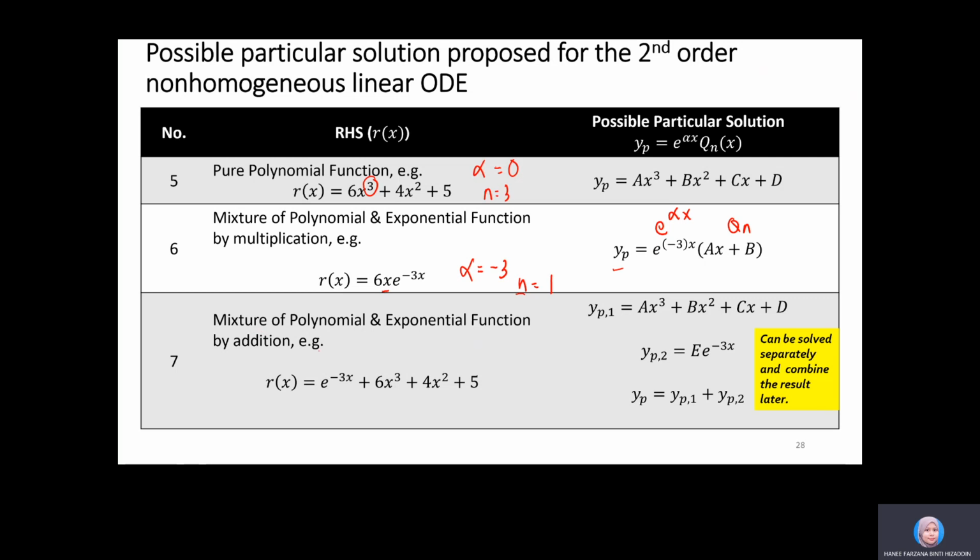And number 7, if your r(x) is a mixture of polynomial and exponential function by addition, so this is polynomial added with exponential added with a polynomial function. So this one you can split into 2. Okay, so this is one part and this is the second part. So you can propose yp1 to correspond to the polynomial. Since the polynomial here is of degree 3, you propose another polynomial of the same degree 3, and the other part is for the exponential. So you maintain the same value of alpha, but you put another coefficient in front, but the total yp is equal to yp1 plus yp2. So it is easier this way. It can be solved separately and you can combine the results later. Okay, so these are some suggested possible particular solutions of yp given the different forms of r(x) at the right hand side of the non-homogeneous ODE.